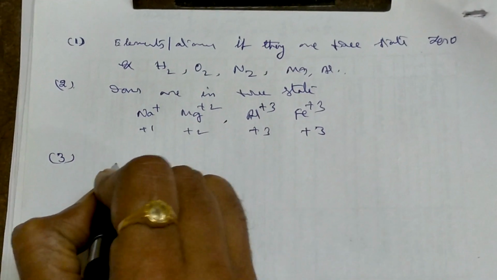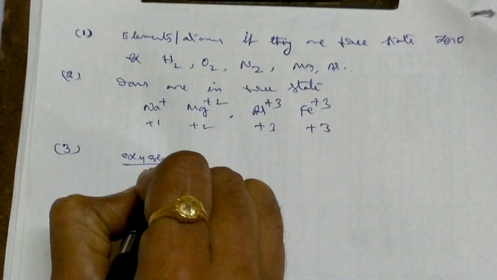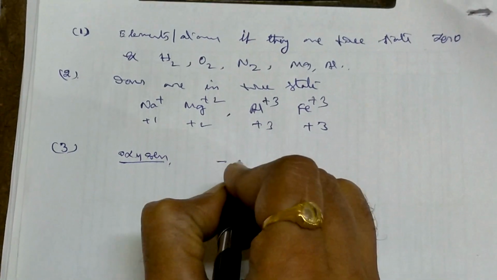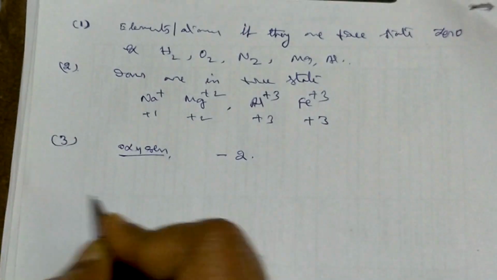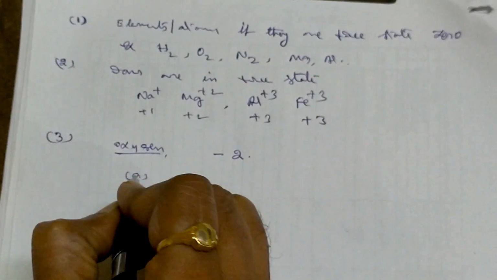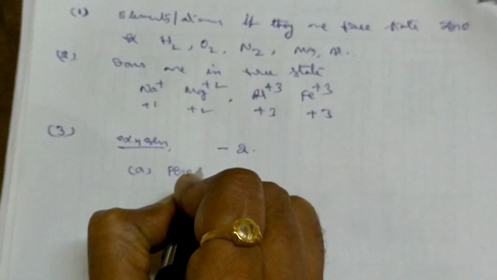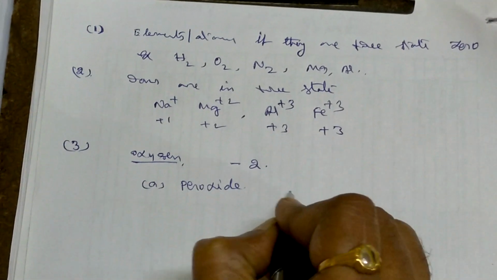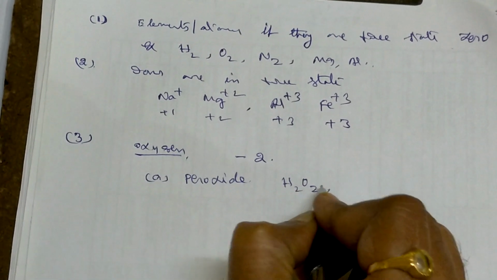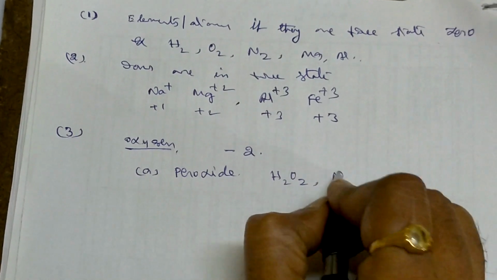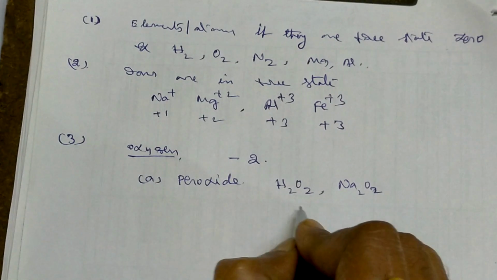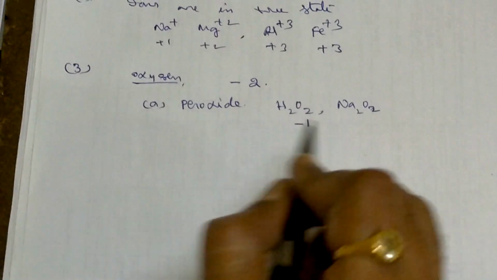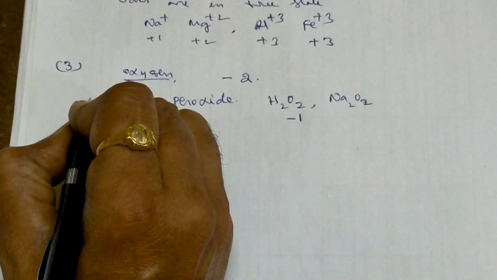Now coming to oxygen, there are 3 exemptions. Generally, oxygen is assigned an oxidation number of -2, but there are 3 exemptions. Exemption 1: when it is in peroxides, this rule is not applicable. Peroxides are H2O2 and another peroxide, Na2O2. In this case, oxygen is -1, not generally -2.